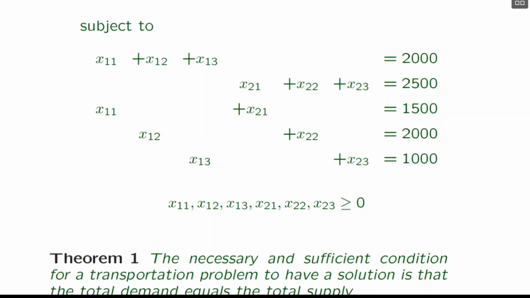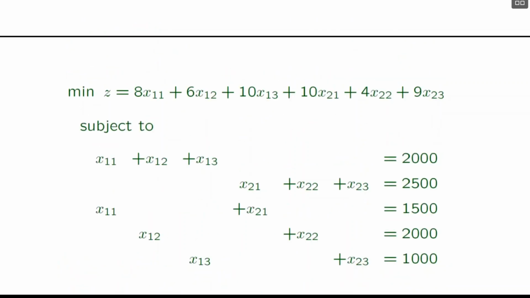Before going into solving the problems, we should learn some theorems, which we will take without going into the proofs. First one is that a necessary and sufficient condition for a transportation problem to have a solution is that the total demand equals the total supply. That is, the problem should be balanced. As in this example, the total supply is 4500 and the total demand is also 4500.